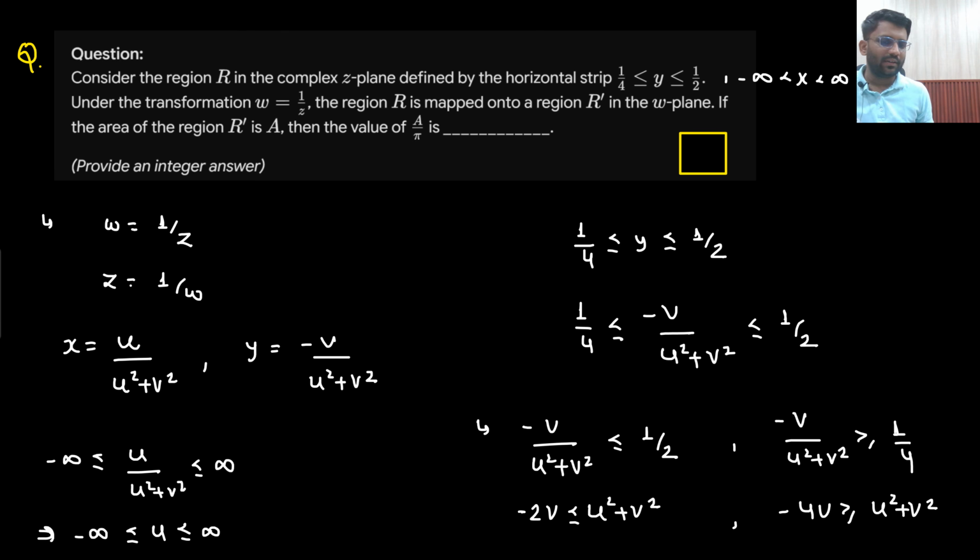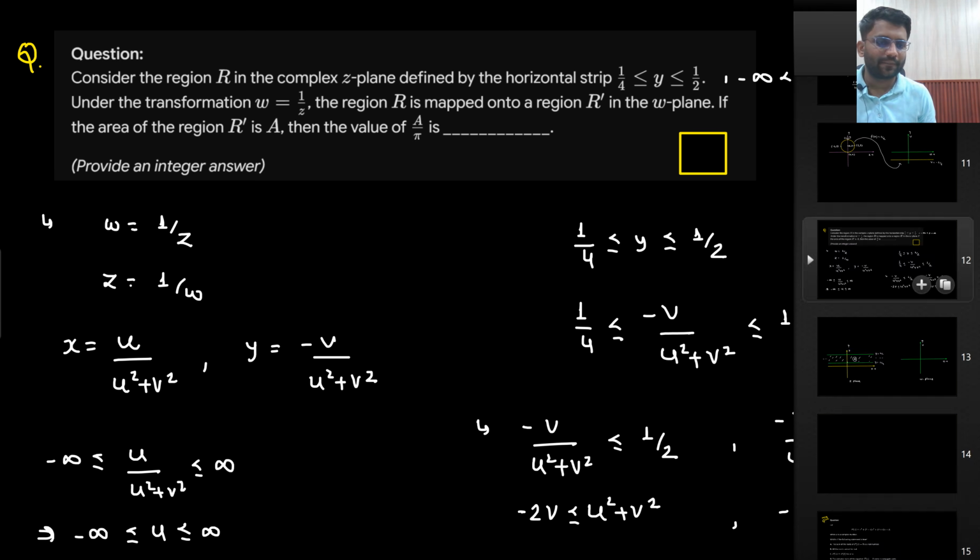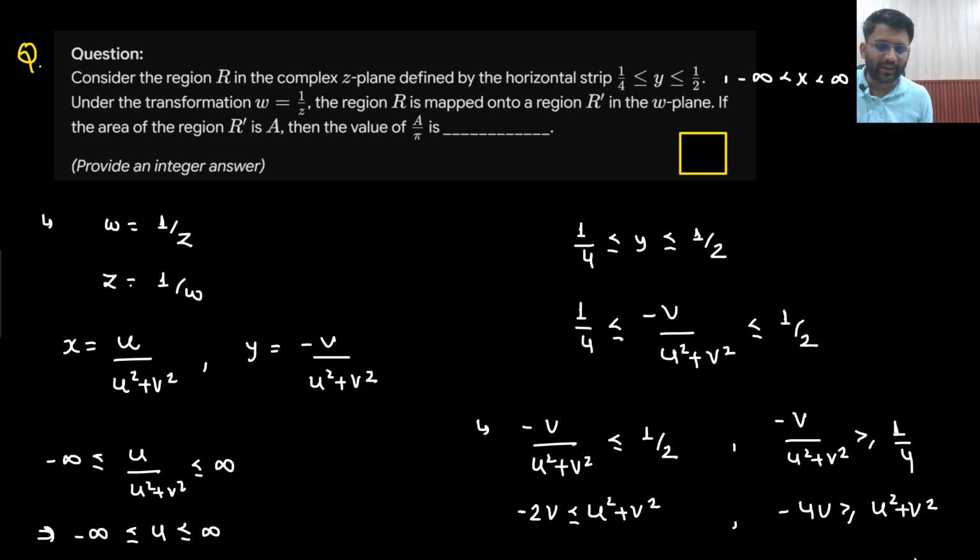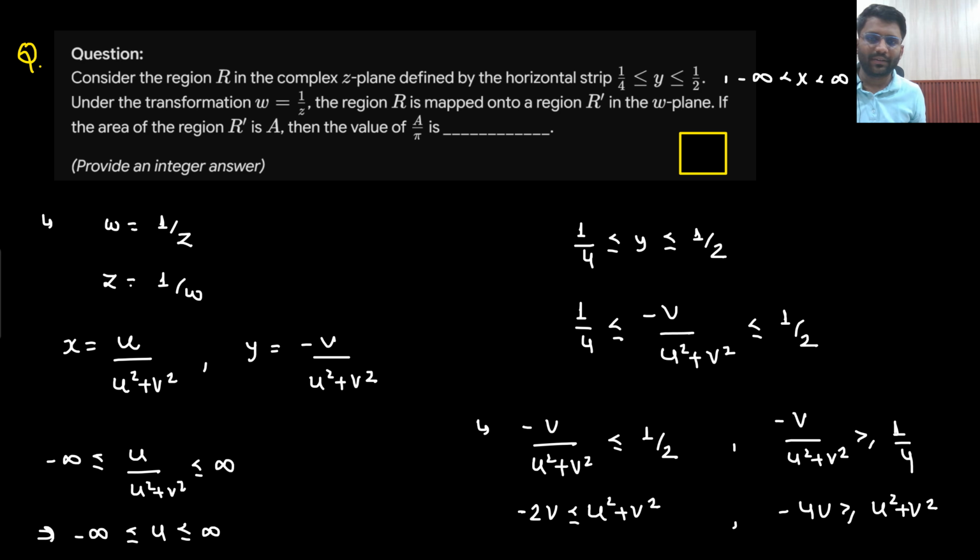Understandable? So I would need a page. So two equations we are getting. U square plus v square plus 2v should be greater than or equal to 0. This is what we are getting, right? And the other equation is u square plus v square plus 4v should be less than or equal to 0.